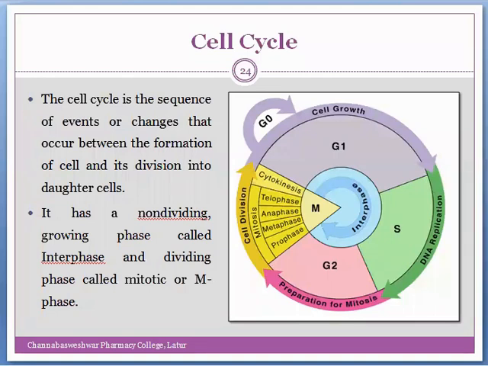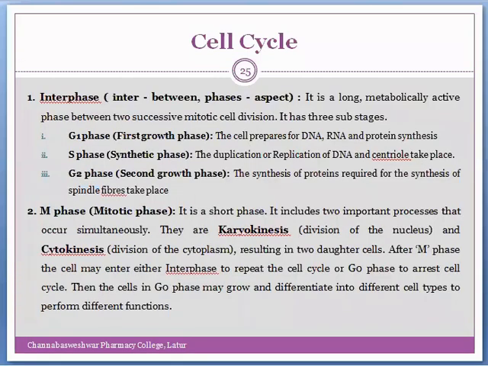So we will go through the sequential events. What sequential events occur in the interphase and M phase? Interphase consists of three subdivisions: G1 phase, S phase, and G2 phase. While in M phase, cell division may occur. The mitotic phase is a dividing phase. Now we will discuss one by one.